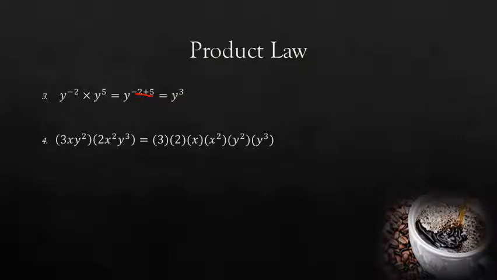Another example, let's say we are going to multiply 3xy squared and 2x squared y cubed. When we do multiplication, we will multiply those that are the same variables. So the coefficients will be paired together, the x's will be paired together, and the y's will be paired together. So what we will have is 3 times 2, x times x squared, y squared times y cubed. So that means we have 3 times 2 is 6, x times x squared, so that's x to the power 1 plus 2, y squared times y cubed, that's y to the power 2 plus 3, or simply 6x cubed y to the power 5.